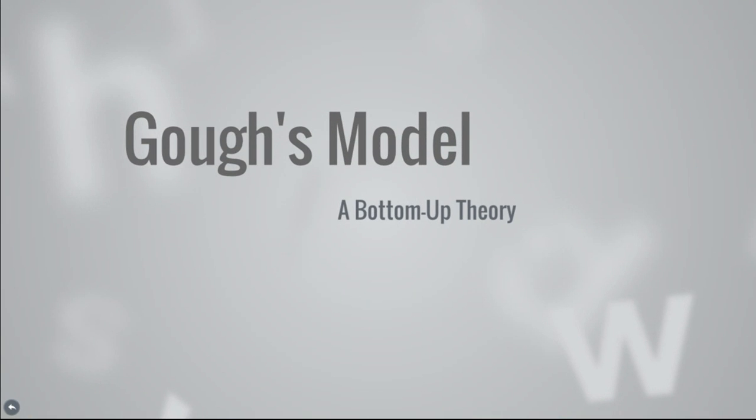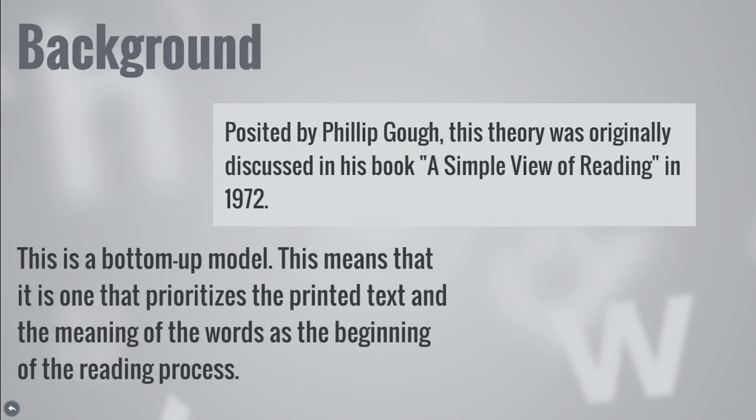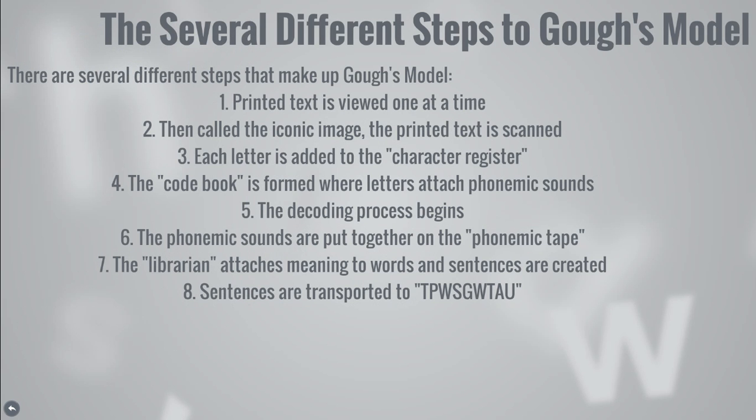Moving on to our next theory, we have Gough's model, by Philip Gough. This theory was originally discussed in his 1972 paper, A Simple View of Reading. It is a bottom-up model, which means that it prioritizes the printed text and the meaning of the words as the beginning of the reading process.